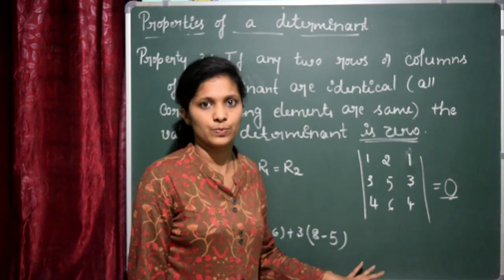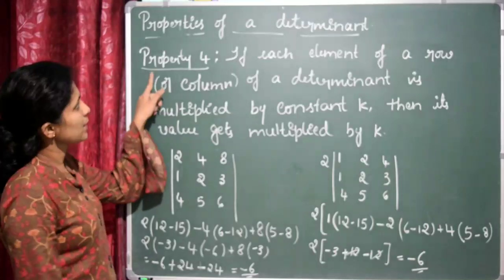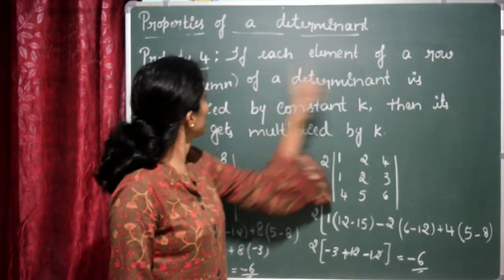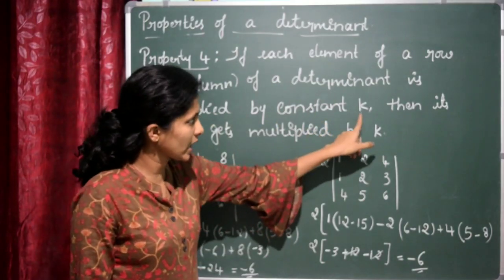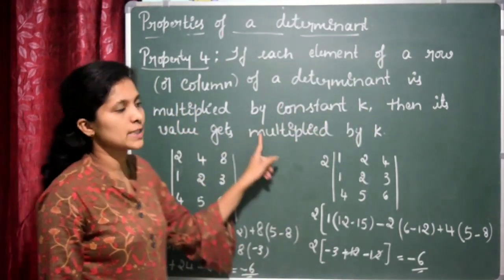Next property says that, property 4, if each element of a row or a column of a determinant is multiplied by some constant k, then its value gets multiplied by k.